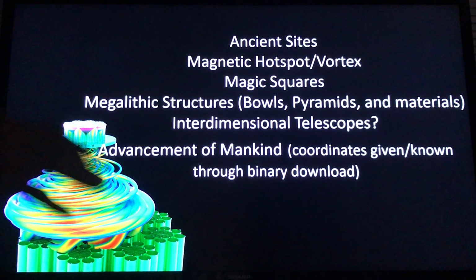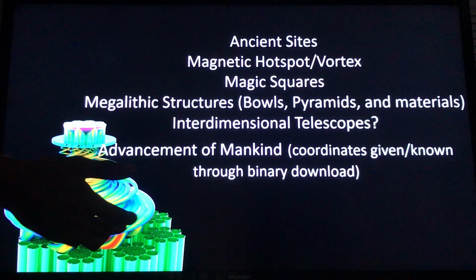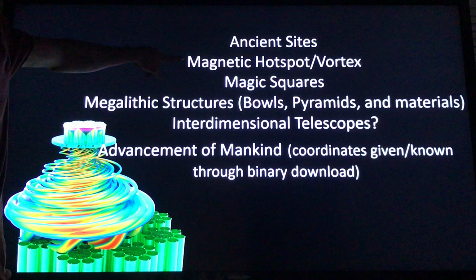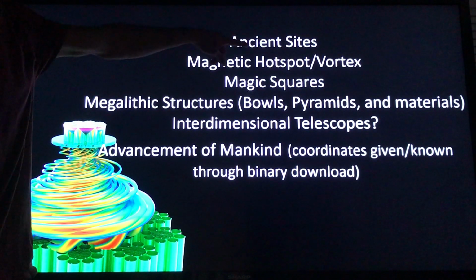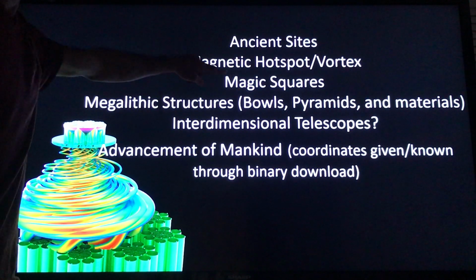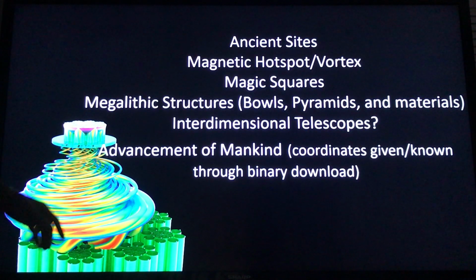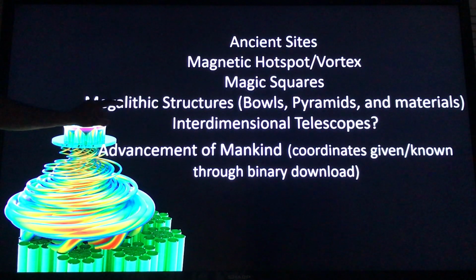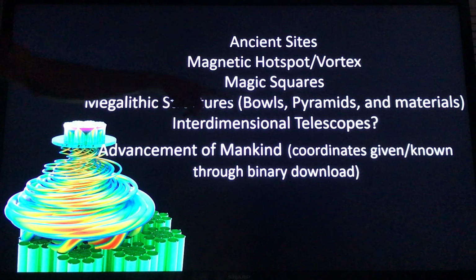And this is the slide I'm just throwing out for fun in a way. One thing that you just kind of naturally notice after looking at all this is that at ancient sites, as in the magnetic hotspots of the Earth, there are a whole bunch of ancient sites, right? And at those spots, you have naturally occurring magnetic vortexes. At those spots, you find magic squares, okay? Those magic squares are literally imprinted on megalithic structures, which are bowls, pyramids, and made of specific materials.